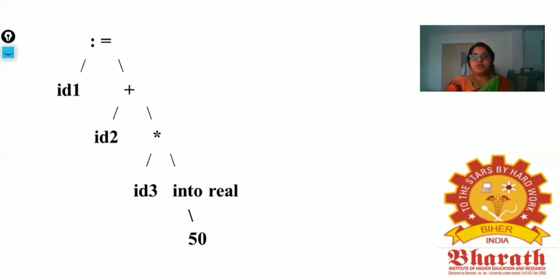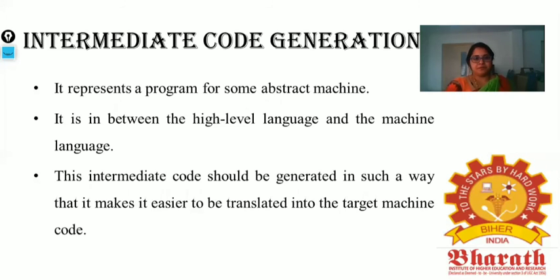So see here, the same example or the same syntax tree we have taken. So ID 1 along with a plus and ID 2 and multiplication symbol. And here the 50, since this was an integer, has to be converted into real. This is the process of type conversion. At the end, we are coming to the intermediate code generator.